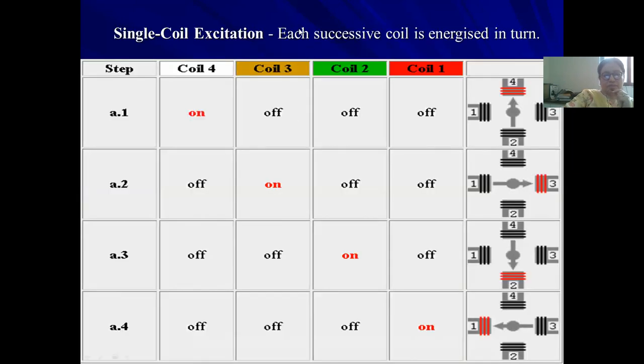Now this is the very important part when we are considering the interfacing of stepper motor with respect to microcontroller. So what is that? There are two methods. One is a single coil excitation. The table for the same is demonstrated over here. In single coil excitation method, each coil is excited in turn.